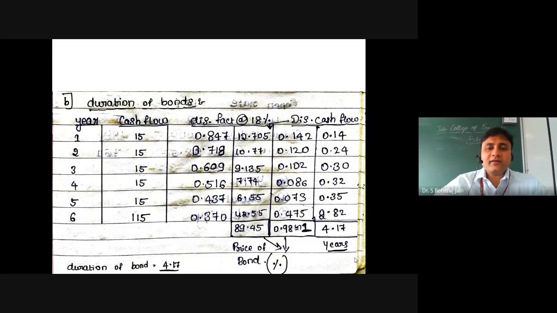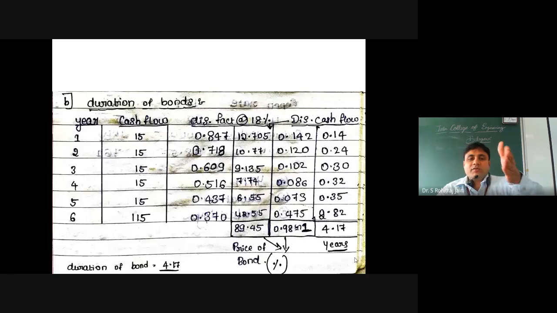Okay, how did I get that? Fourth column, I need to multiply 15, that is the cash flow, by the discounting factor. For year 2, what do I do? I multiply 15 with 0.718. I get 10.77. Similarly, for year 3, 15 multiplied by 0.609, that is 9.135. Similarly, for year 4, 15 multiplied by 0.516, I get 7.74. Similarly, for year 5, 15 multiplied by 0.437, I get 6.55.